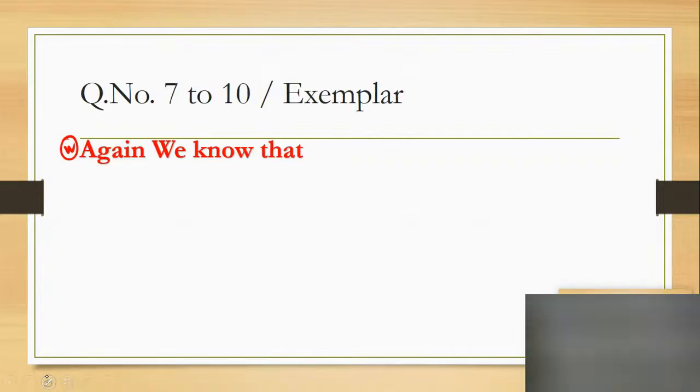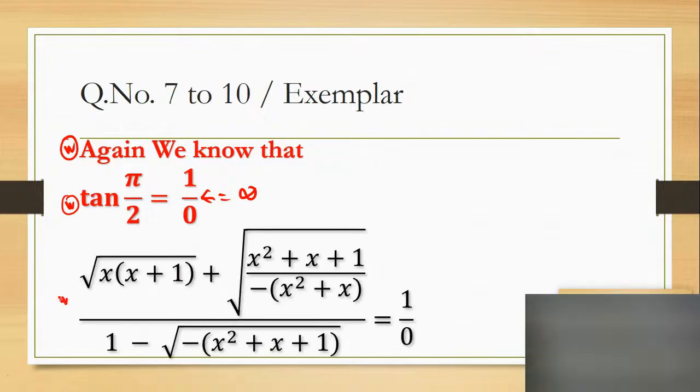Again we know that tan inverse of pi by 2 equal to infinity equal to 1 by 0. So here will be x square plus x plus 1 over root plus x square plus x plus 1 by minus x square plus x over root equal to 1 by 0.